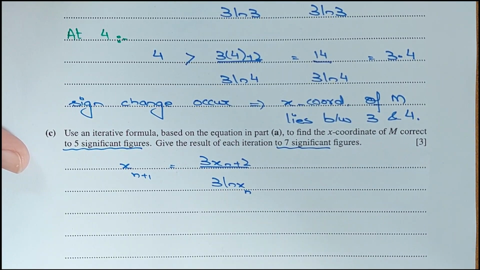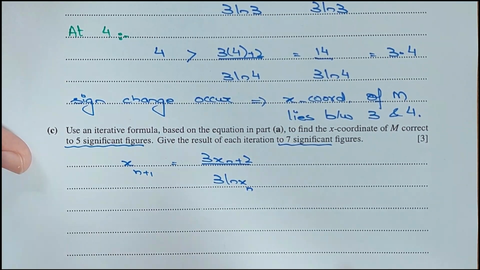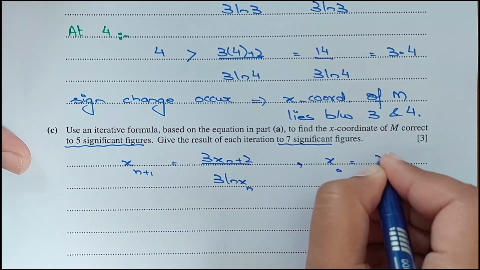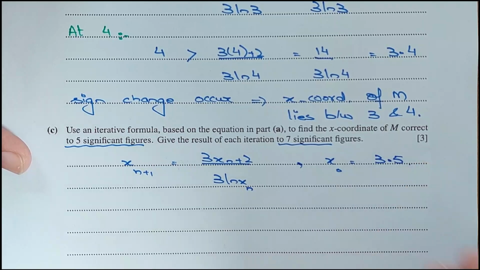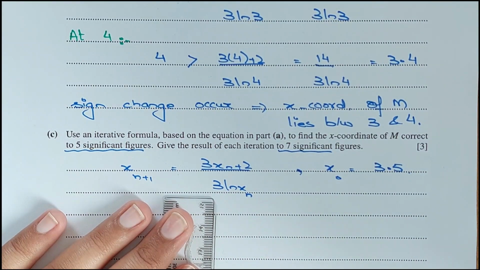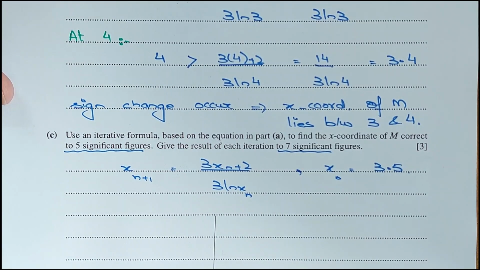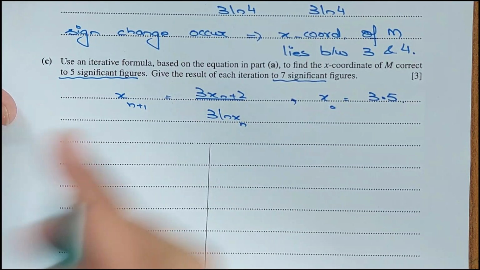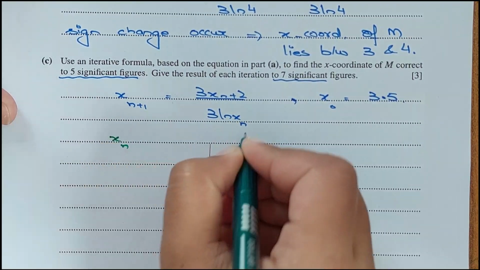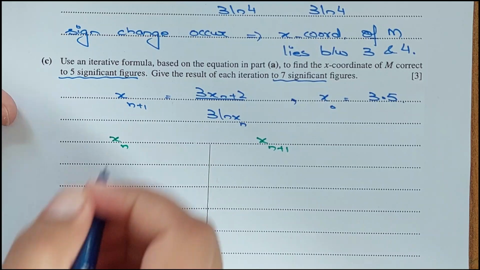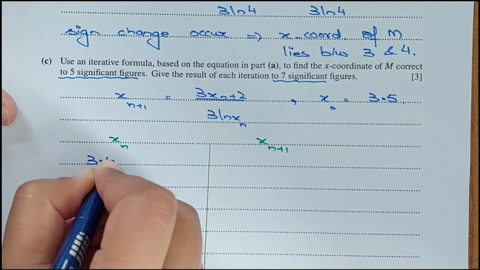So as we know that the root lies between 3 and 4, we can say the initial guess x0 can be 3.5. Let me take 3.5, right? Now make a column for x_n and x_(n+1). Each iteration should be 7 significant figures. This is x_n and this should be x_(n+1). So first x0, which is 3.5.